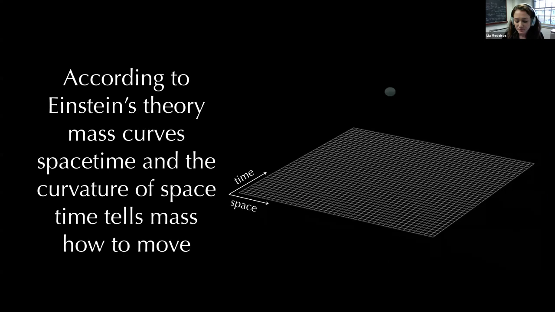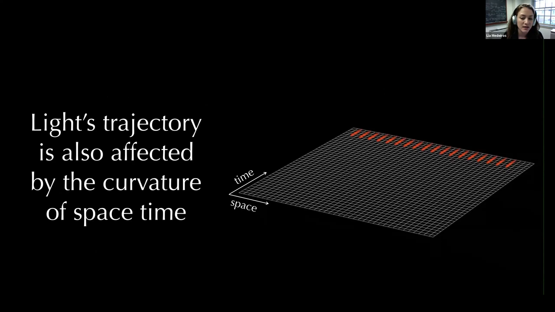And so one thing that's really interesting about the theory of general relativity is that according to this theory, the trajectory of light can also be affected by mass. And so this is very different than the predictions of Newton's theory of gravity, because according to Newton's theory of gravity, since light does not have a mass, it would not be affected by gravity at all. However, according to Einstein's theory, light also has to move through a space that is curved.